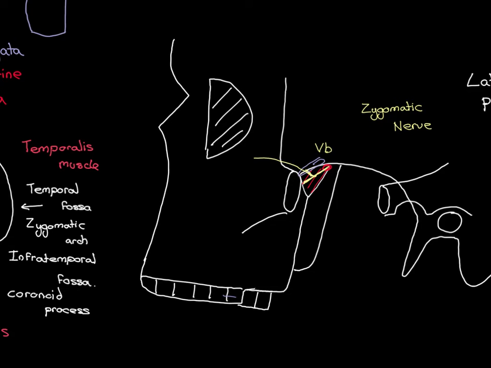So let me show this. So here firstly, let's just show it splitting into two. So here it is splitting into two. So these two branches are the zygomaticofacial nerve, and also the zygomaticotemporal nerve.